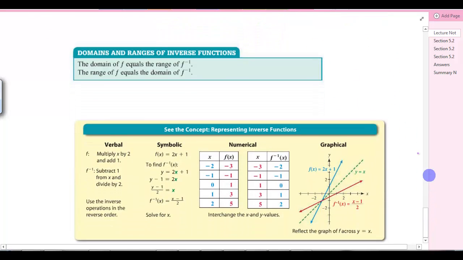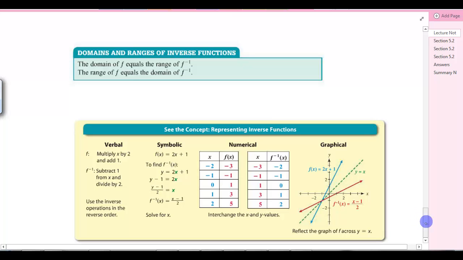All right. Think about this statement. Since we reverse the x's and the y's, the domain of f equals the range of f inverse, and the range of f equals the domain of f inverse. So they literally just switch places.